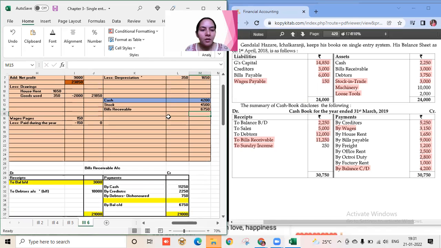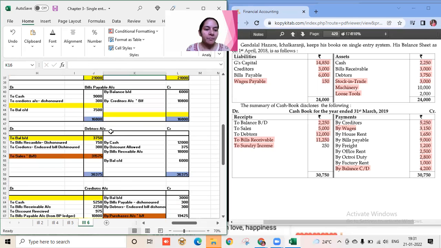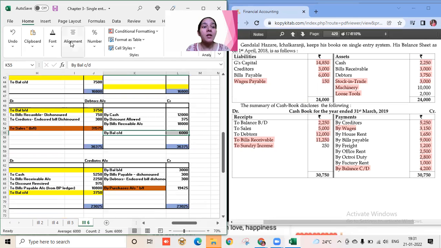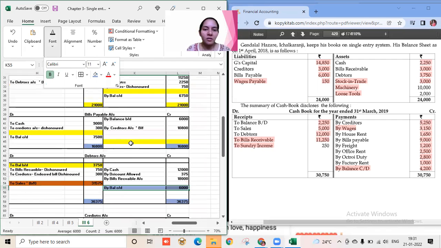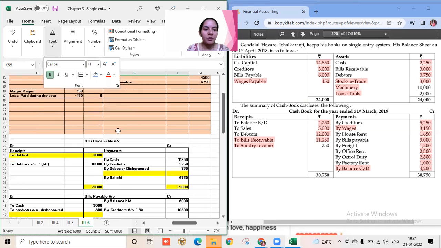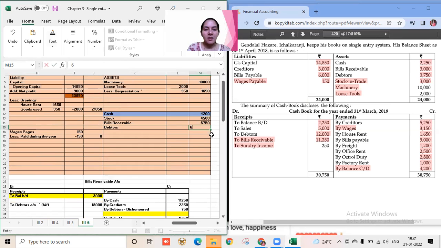Then the next one is debtors. We have not even written the debtors. So write down debtors. What is the closing balance of the debtors? Look at the balance carried down here. 6,000. The closing balance is 6,000, right? So write down the debtors closing balance 6,000.